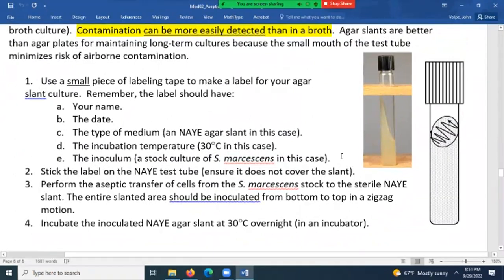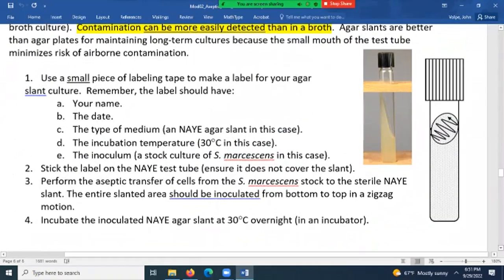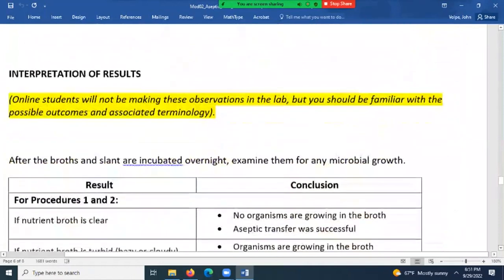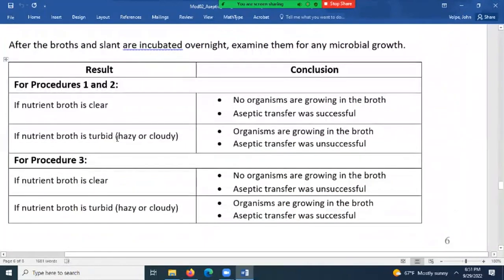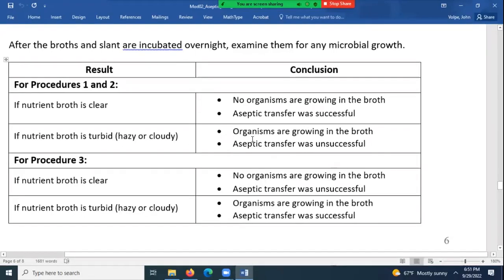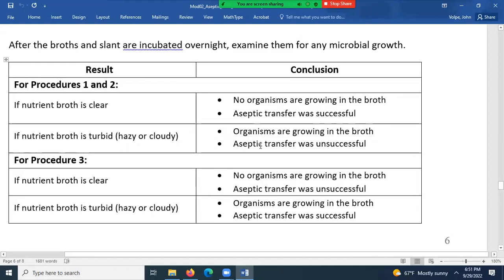All right, so you put the tube in the incubator and then you take a look at the tube. For procedures 1 and 2, you use the result here. If the nutrient broth is clear, the conclusion is no organisms are growing in the broth, aseptic transfer was successful. If, on the other hand, the nutrient broth is turbid, hazy or cloudy, organisms are growing in the broth and aseptic transfer was unsuccessful.